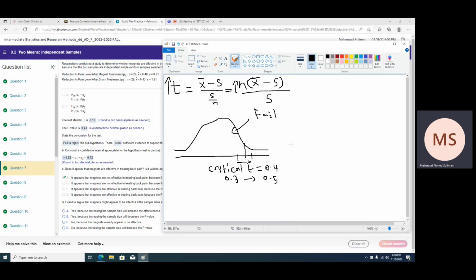So what happens when t goes to the right? P value goes down. P value is the area to the right. Do you get it? So let's say for this one, P value maybe is like 0.5. Then t increased, so P value becomes smaller, 0.2 or something. So P value goes down.